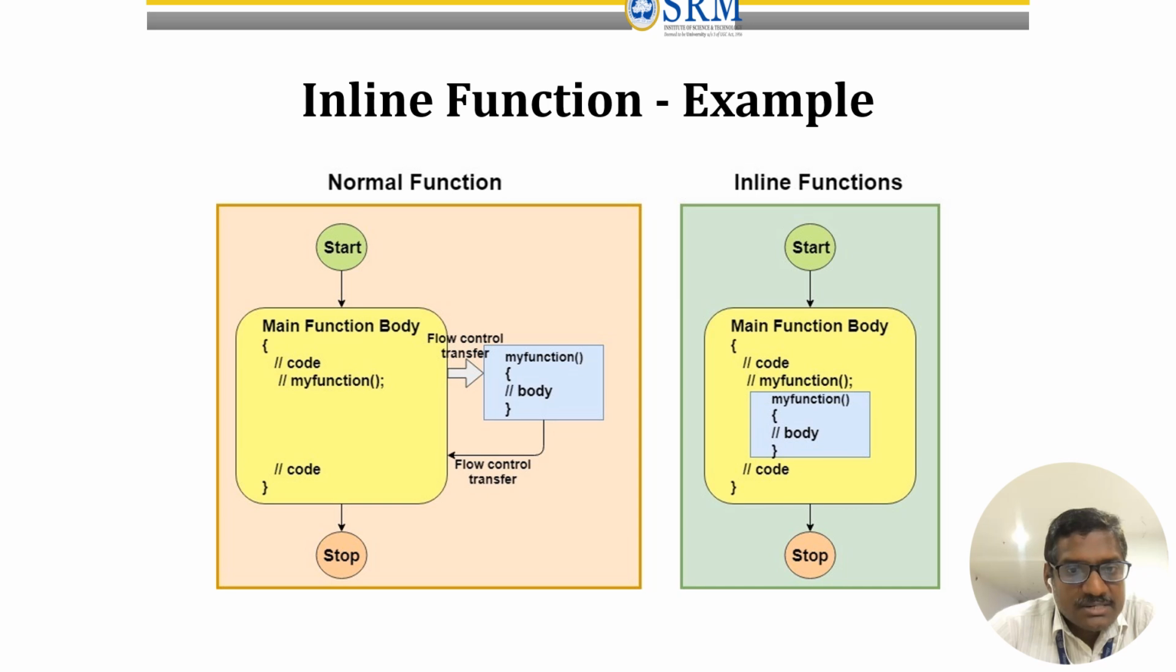Whereas in an inline function, the main function body is executed. When you call my function, there is no transfer of control. Automatically the code will be substituted. Whereas in an ordinary call, the control will be transferred to the subprogram, it will execute, and it will come back to the next line of your function call. Whereas with an inline function, there is no need for transfer of control. This is the advantage of the inline function.